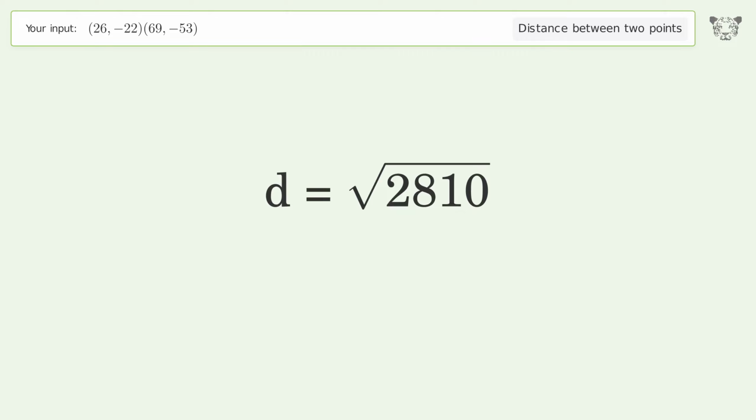And so the distance between the 2 points is the square root of 2810, or 53.009.